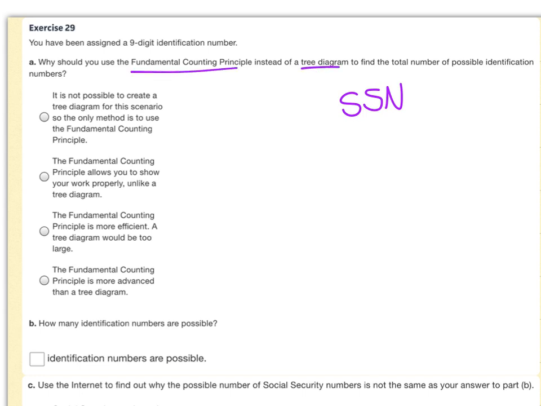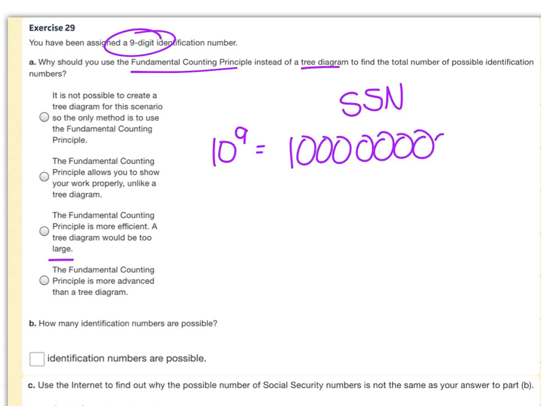Well, it's not that making a tree diagram is impossible. It's that it would be way too large. Can you imagine all the different possibilities you could have for numbers? I mean, think about that. There's 10 digits, and you're choosing 9 of them. So 10 to the 9th. So that's going to be, let's see, a 1 followed by 9 zeros. So, oops, that comma's in the wrong spot.